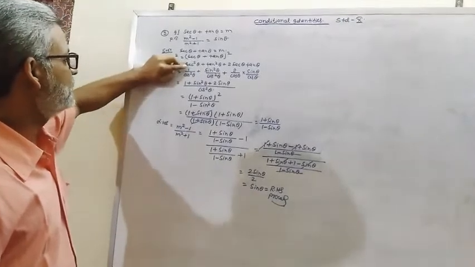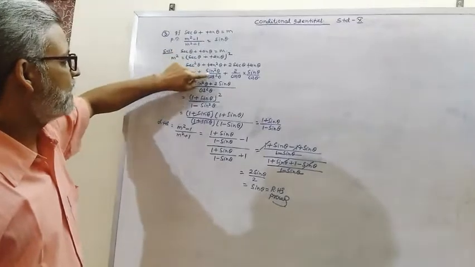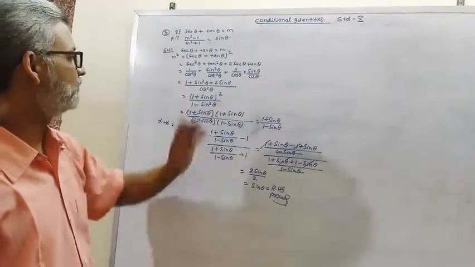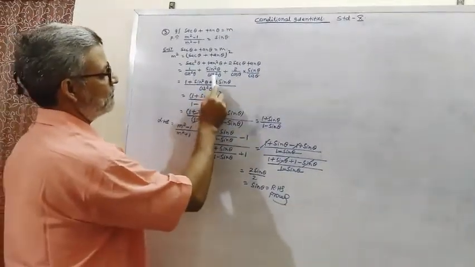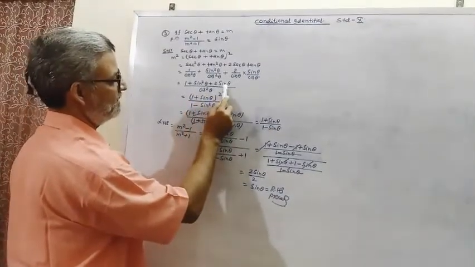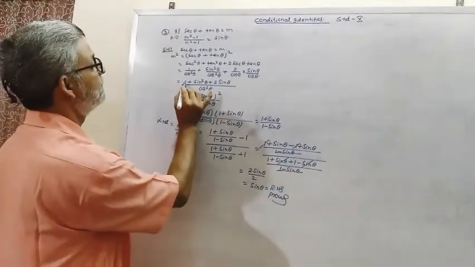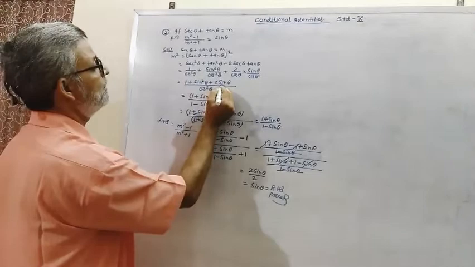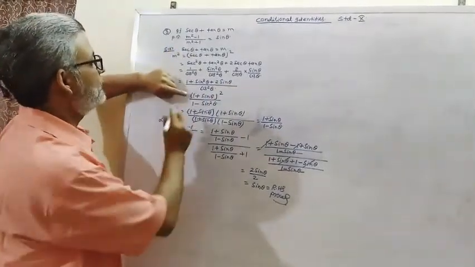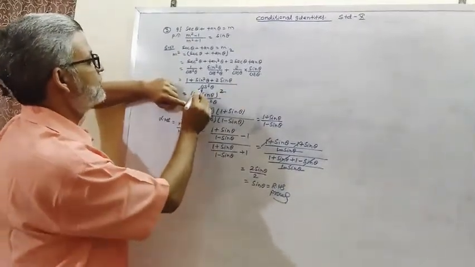So sec square is equal to 1 by cos square, plus tan square is equal to sine square by cos square, plus 2 sec means 2 by cos into tan means sine by cos. Here cos square, cos square, cos square. So cos square is the LCM: 1 plus sine square theta plus 2 sine theta divided by cos square theta. Now here it is in terms of a square plus b square plus 2ab. In place of a is 1 and in place of b is sine theta.